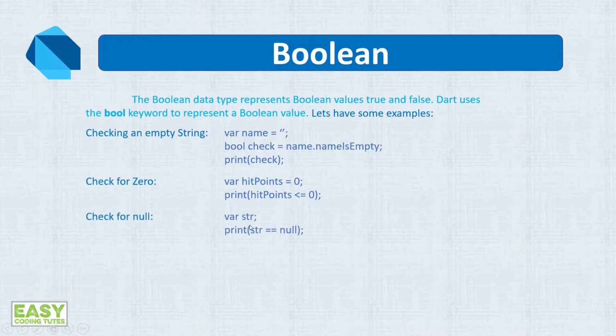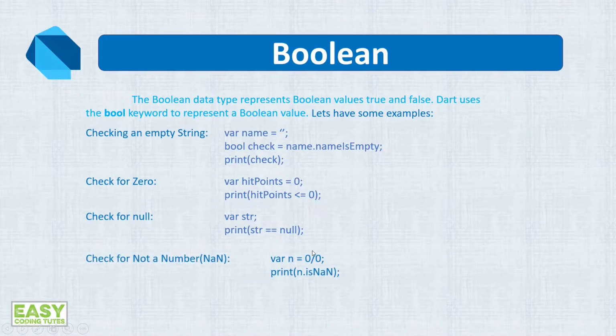Check for null, where str. As Dart infers type, and Dart treats every data type as an object, every data type when we define it, by default its value is null if we are not defining any value in it. So here str will hold the null value, and we are trying to compare str == null, so yes, str is null, so here we will get true as output.